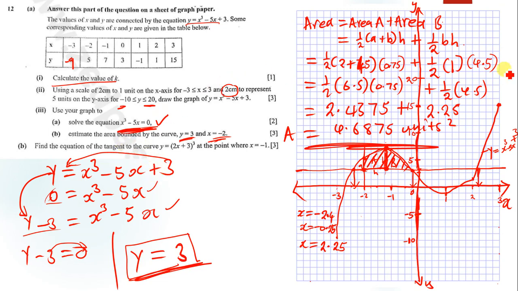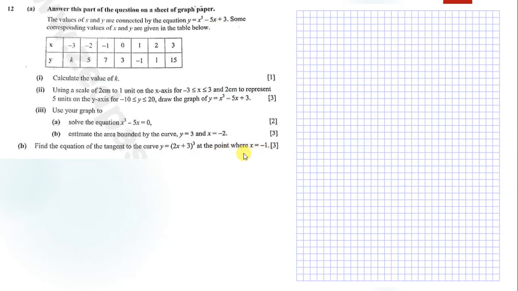Alright, so let's see how we can solve the last part of the question here. I've helped you to solve question 12, which involves sketching the graphs of polynomials. So let's now look at how we can find the equation of the tangent to the curve, this one, at the point where x is equal to -1. It's also very simple.